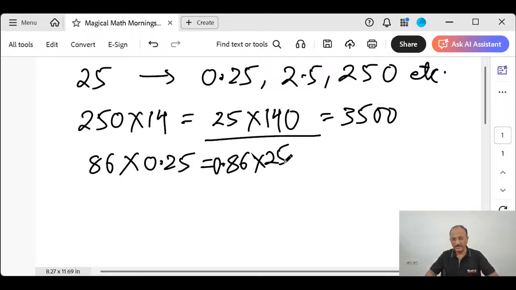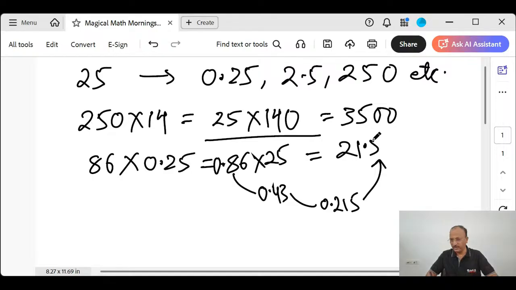Whenever decimals are there, multiply by 100. You will get 86 into 0.25. Directly you can do this, or take 1 by 4th of 0.86. It will become 0.43 and again 0.215. Correct? Into 100 means what? Yes, it is 21.50. Either you can rewrite like this, or directly you can take it as 43 and 21.5.